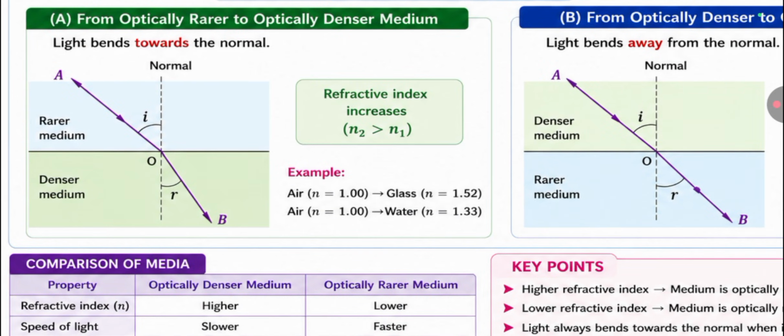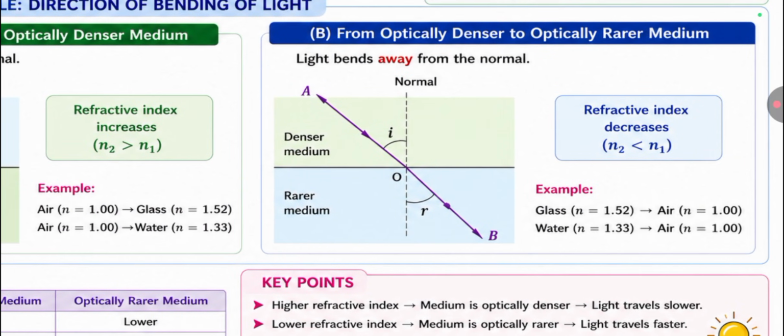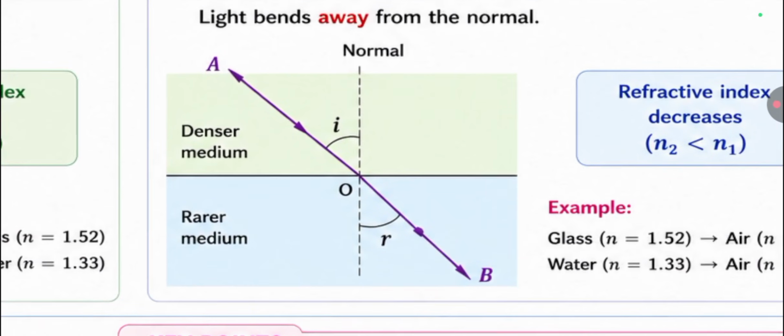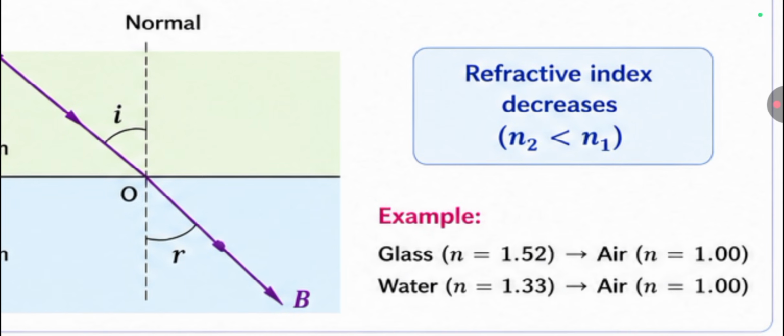In this case the light enters from a rarer medium to a denser medium. Now the opposite: the light ray enters from a denser medium to a rarer medium. In that case, the light ray bends away from the normal. Here the refractive index is low. That means N2 is less than N1. So in a rarer medium the refractive index is lower.